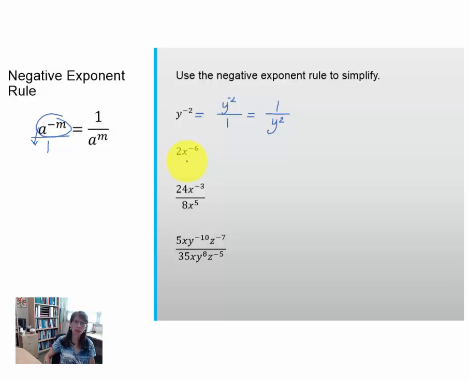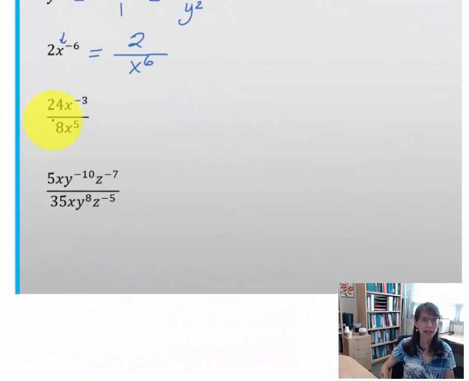In the next example, think carefully about which base is raised to the power. Only x is raised to the power, not 2. So we're going to keep 2 in the numerator and only the base of x will shift to the denominator, and the sign of the exponent changes now to positive 6.